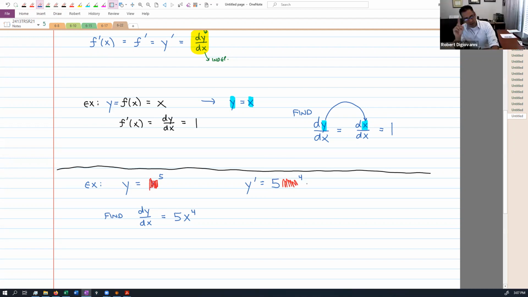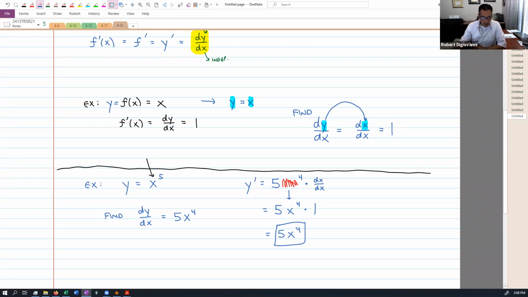But then chain rule says, this is the important part, now multiply that by what? The derivative of the red junk, right? But what is the red junk? X. So out here, I'm actually taking the derivative of x with respect to x, and that's just a 1. And the red part gets replaced with x to the 4th times 1. And so your answer is 5x to the 4th, which is what we knew it was from the beginning.